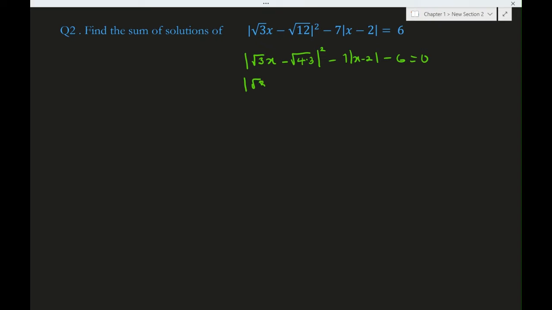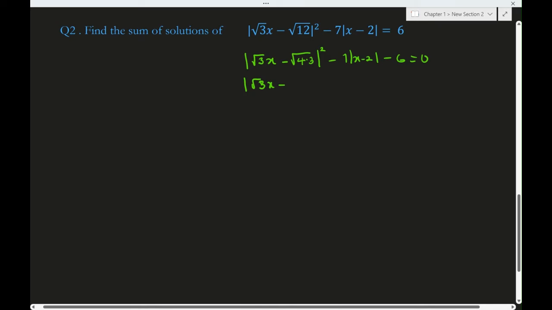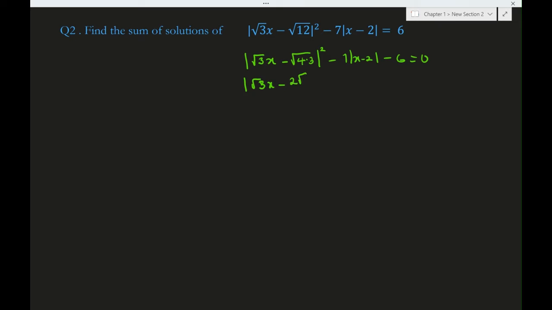Now this is the same thing as root 3x minus, this is 12, 2 can come outside. So you can take root 3 outside. We can have root 3, so you will just have 2 root 3 whole square, because 2 can go outside from 4. Then this is minus 7, x minus 2, minus 6 equals to 0. Now here we can factor root 3 so that you have x minus 2 whole square, and this is still the same.